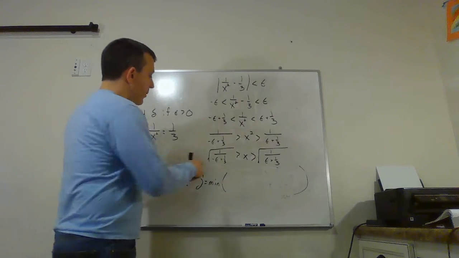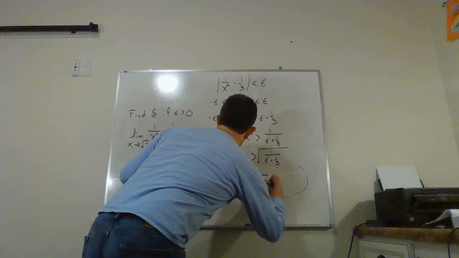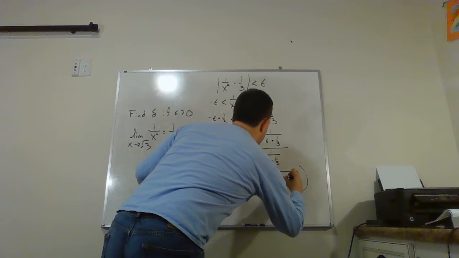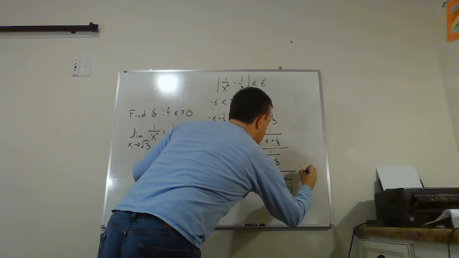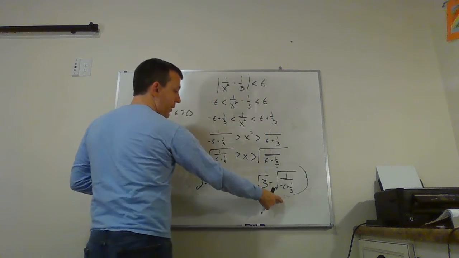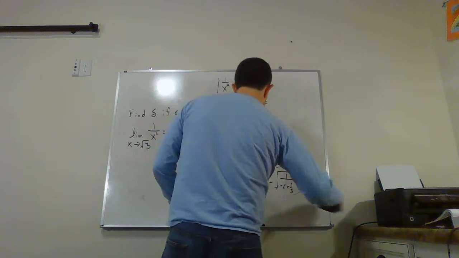Anyway, so we need the minimum. This is the bigger one. So this will be the second part of it. That'll be the square root of 3 minus the square root of 1 over negative epsilon plus 1/3. Right, because this is the right endpoint. I did that wrong. That's backwards.